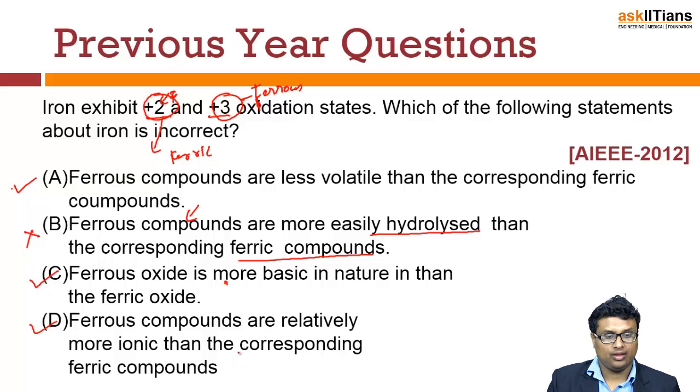Next, ferrous compounds are relatively more ionic than the corresponding ferric compounds. No, I mean when compared to the ferrous compounds, obviously ferric compounds are relatively less ionic. So this is also correct answer. So the answer is B, because ferric compounds are more easily hydrolyzed than the corresponding ferrous compounds. So it should be the vice versa.